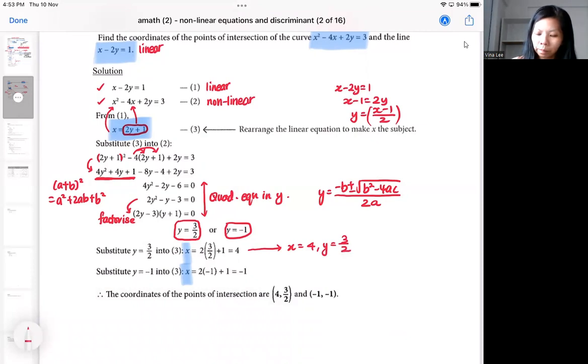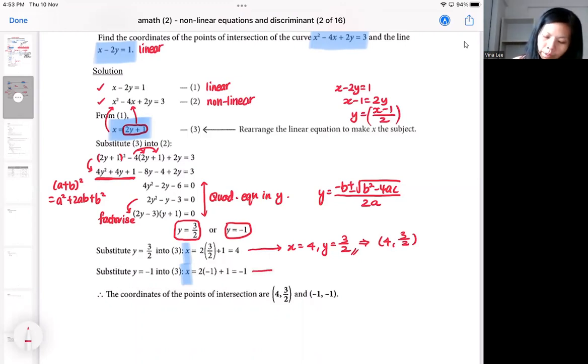So if I like it to be in a coordinate format, right? It will be (4, 3/2). If the question asks for coordinates, then you've got to put it into a coordinate format. If the question didn't, you can just express it as a pair of solutions. So you can express it like this.